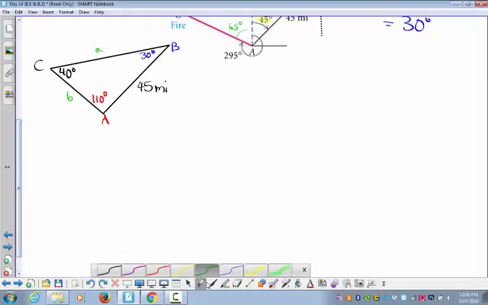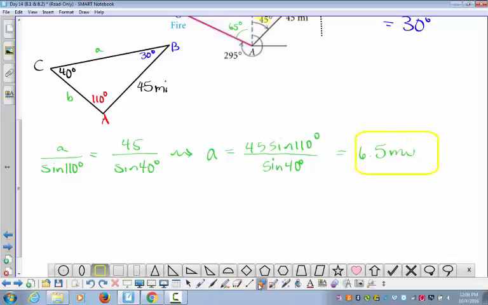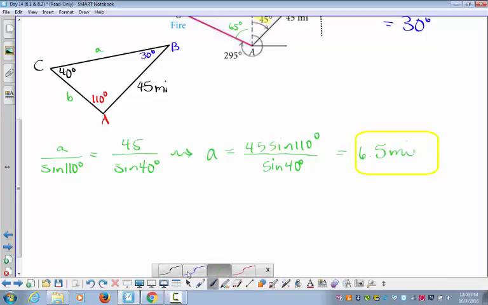So now we're golden. Let's go for A up there. So A divided by sine of 110 is going to be equal to 45 divided by sine of 40. So therefore, solving for side A will be equal to 45 times the sine of 110 degrees divided by the sine of 40 degrees. Type that in. 6.5 miles. How's that look, everybody? Pretty straightforward. The hardest part's drawing the triangle and getting your angles positioned properly. Once you do that, it's pretty mechanical.